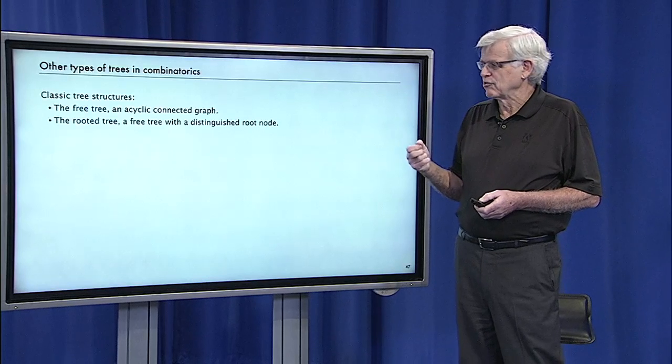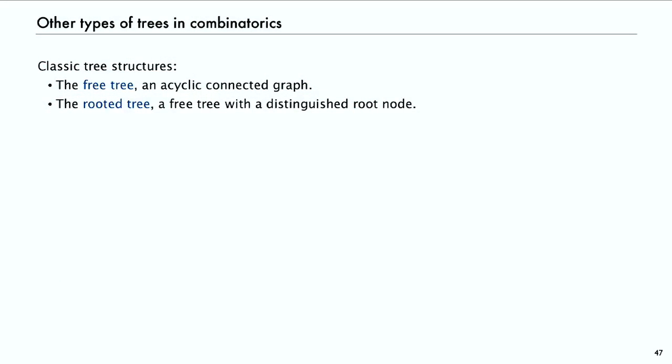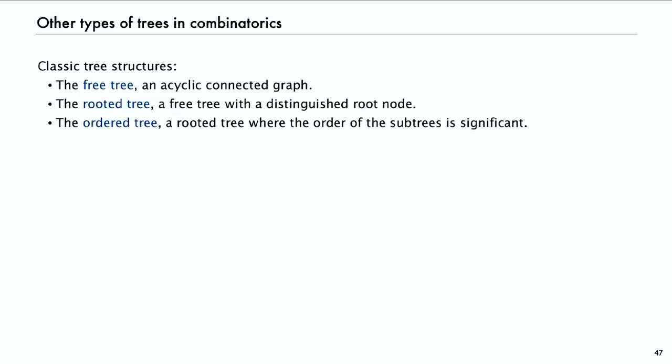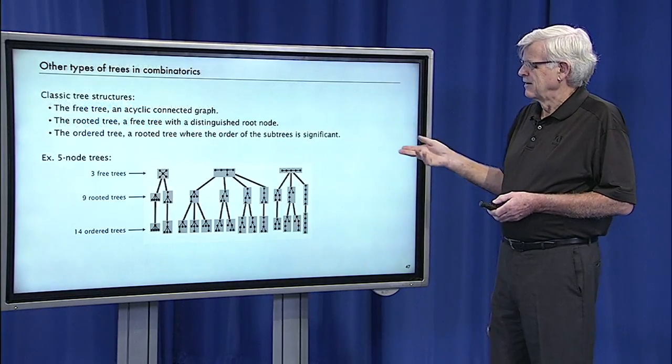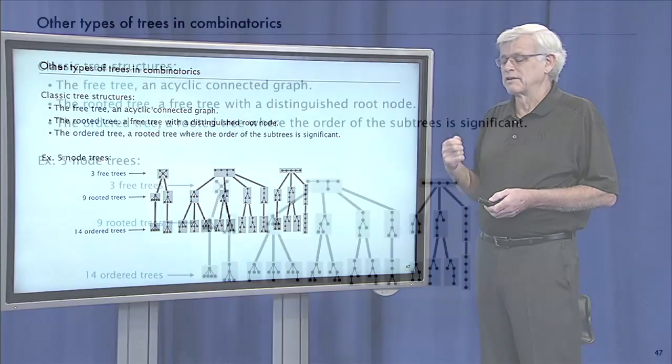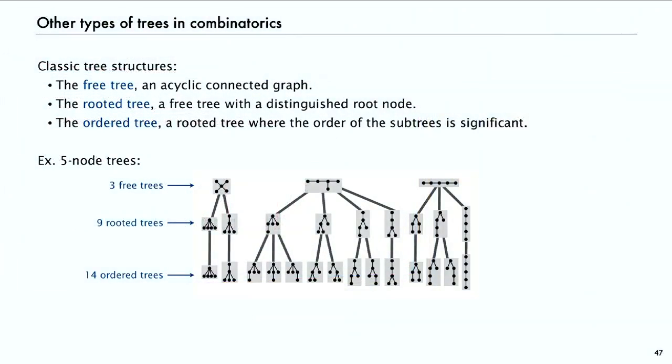Classically in mathematics, mathematicians talk about a classic structure known as the free tree. That's just a connected graph that has no cycles. If you distinguish a root node, that's called a rooted tree. And then there's the ordered tree, where the order of subtrees is significant. And what we've been talking about, what I defined at the beginning, is really an ordered tree, because usually in computer implementations we pick an order, because we have to represent the thing in some way. And this little diagram illustrates the distinction between these types of trees.